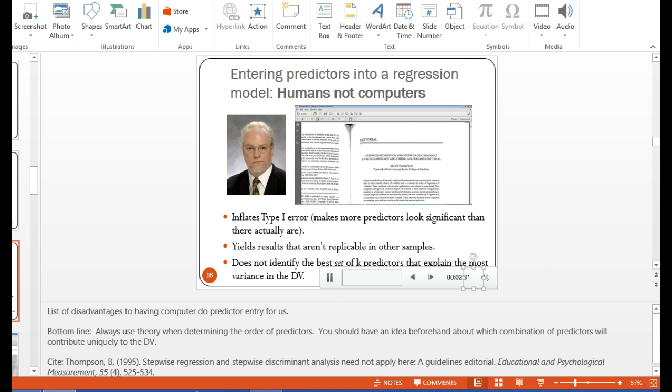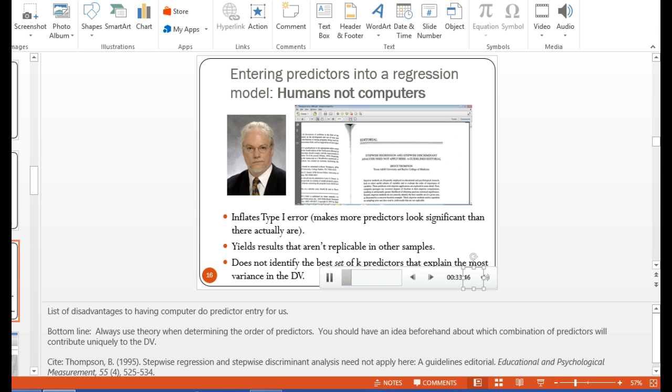There was an article that came out in 1995, written by Bruce Thompson, an educational psychologist. In this piece he gave 3 rationales for why computers don't do as good a job as humans in deciding the order of entry of predictors in regression. The first, he argued, is that any computer method will inflate type 1 error rate.